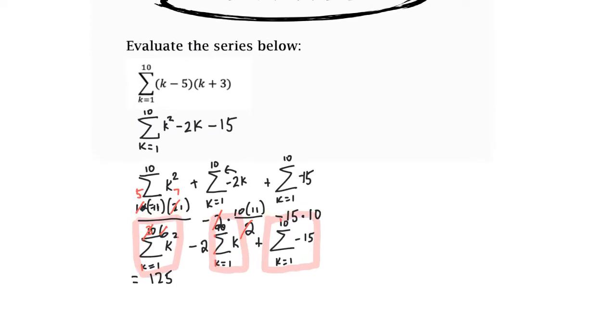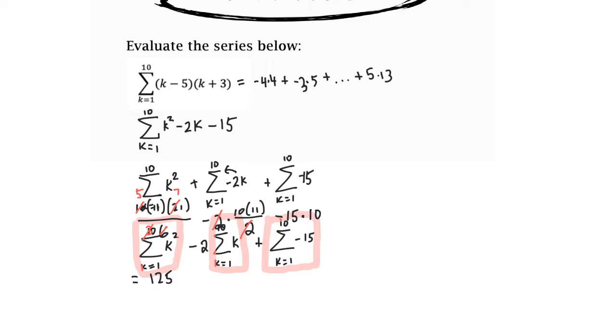If you're wondering, what does that 125 represent? What did I just find out? Well, if you go back to the very beginning, this series that we were looking at, when k was 1, if we plug it in, we get negative 4 times 4. Now we let k equal 2. When we plug in 2, we get negative 3 times 5. When k equals 3, we plug it in, we get something. When k equals 10, we get 5 times 13. If we were to work out all those multiplications and add them all together, I should get 125. It was actually much more efficient to use those properties of sums, and that's just with an upper limit of 10. If the upper limit were something greater than 10, it would be even more valuable.